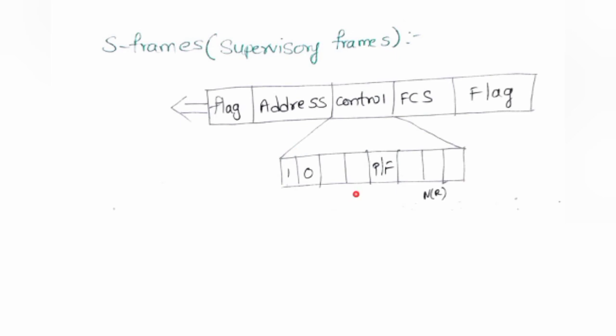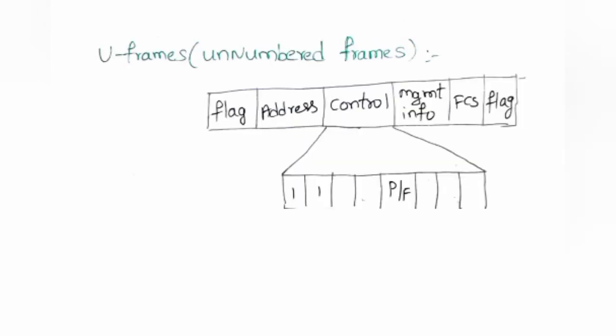The next 2 bits define the 4 types of S frames, that is receive ready, receive not ready, reject, selective reject. So these are the 4 types of S frames. And the P/F, that is the poll or final bit, is the same as in the I frame. And the next 3 bits are N(R), that is the acknowledgement or negative acknowledgement value.